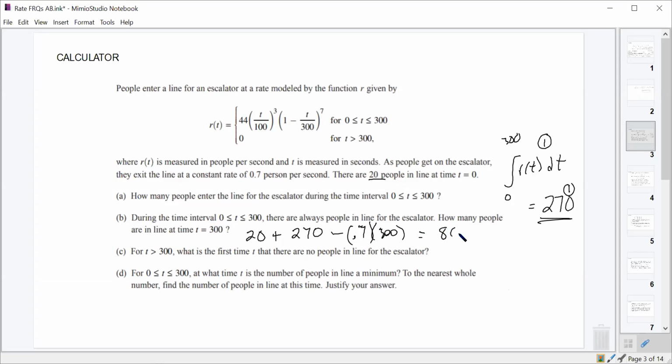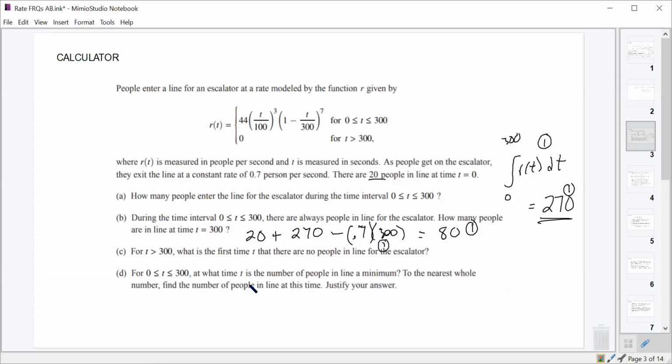80. Sounds good to me. Easy enough? That's pretty easy. That was also worth 2 points. 1 point for considering the rate out and 1 point for the final answer. So the assumption is, if you only got 1 point on that, you probably forgot that there were 20 people to start with and you only got 60 as your final answer. Hopefully that's not the case.